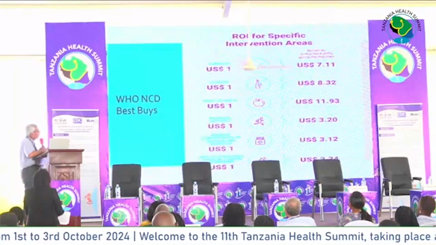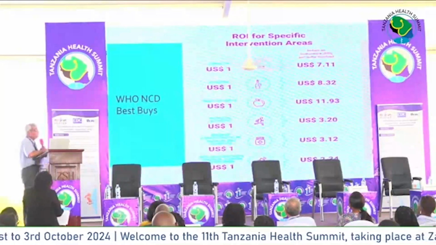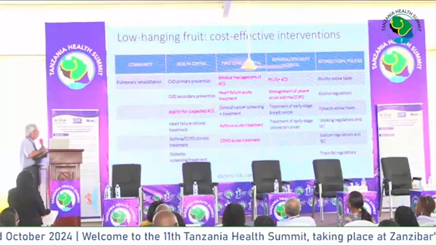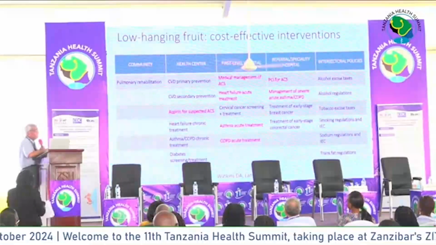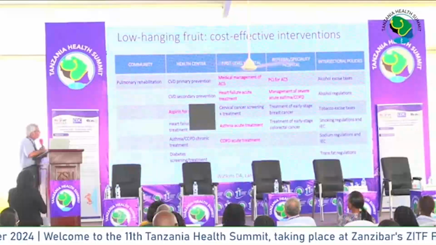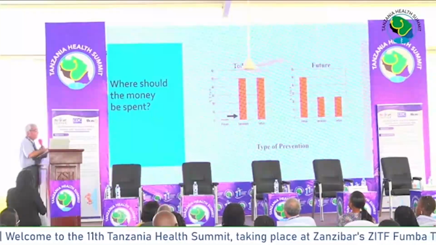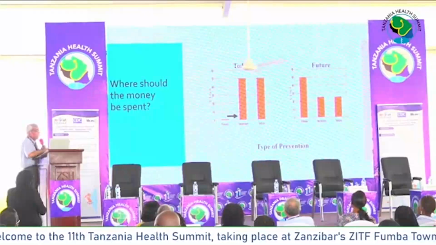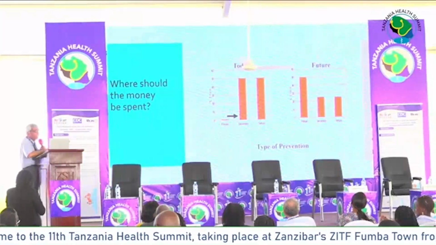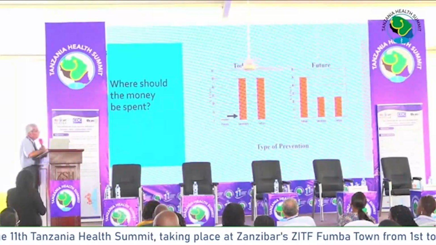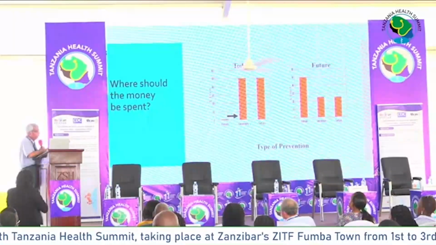With that, we are also looking at the global best buys by WHO. This is my last slide. We are looking at how we can do cost-effective interventions and at different models of care. I just want to end by saying, currently we are spending a lot of money in secondary and tertiary care, and very minimal money in prevention, while we should be focusing more on prevention and minimally on secondary and tertiary care. Thank you very much.